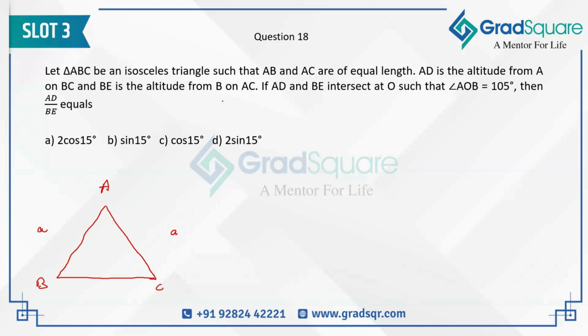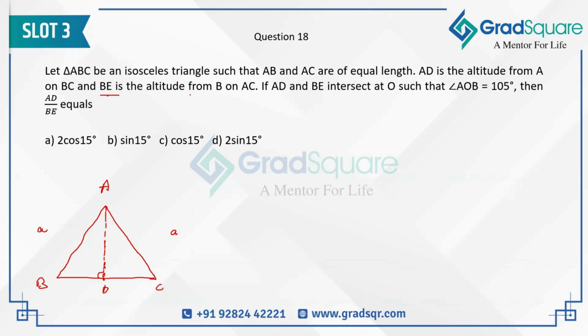Now AD is an altitude from A on BC. So if I take AD as an altitude, I'm drawing an altitude perpendicular to the side BC and it is intersecting at the point D. So AD becomes an altitude. This is going to be a 90-degree angle. AD is an altitude from A on BC.